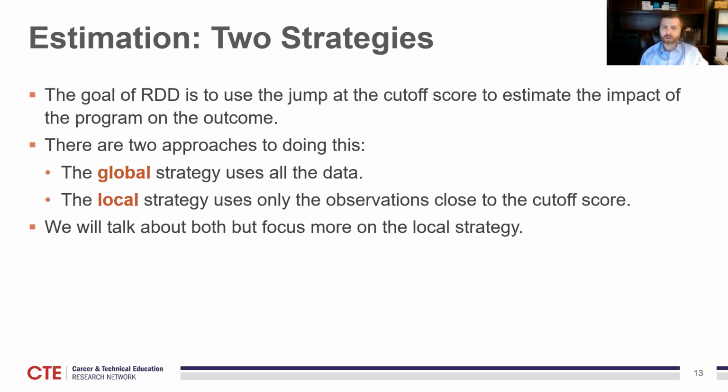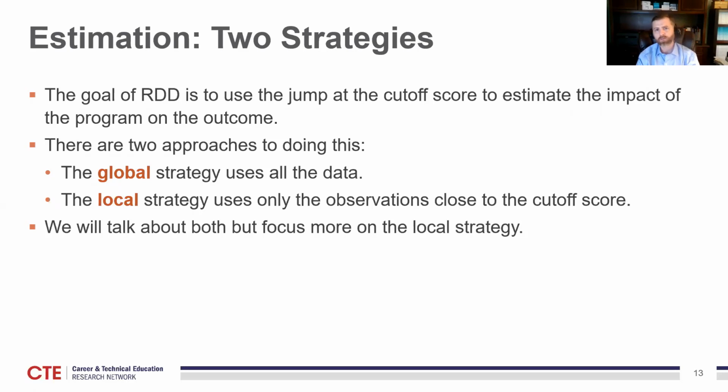So the first is called the global strategy. The second is called the local strategy. And the distinction between the two is that under the global strategy, you would use all the data that you have. Thinking back to that very first image that showed some hypothetical data and drew some boxes around groups of data near the cutoff, there were other data points outside of those boxes. Using the global strategy, you would use all those data points, regardless of how close they were to the cutoff. Under the local strategy, on the other hand, you only use observations that are close to the cutoff score. Okay, so that's really the distinction here. We're going to talk about both approaches, but we're going to focus more on the local strategy. That's the one that tends to be more commonly used.